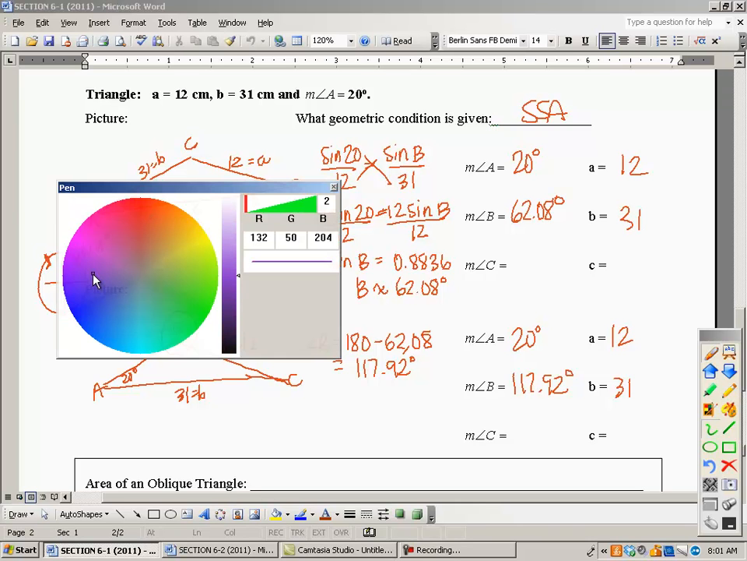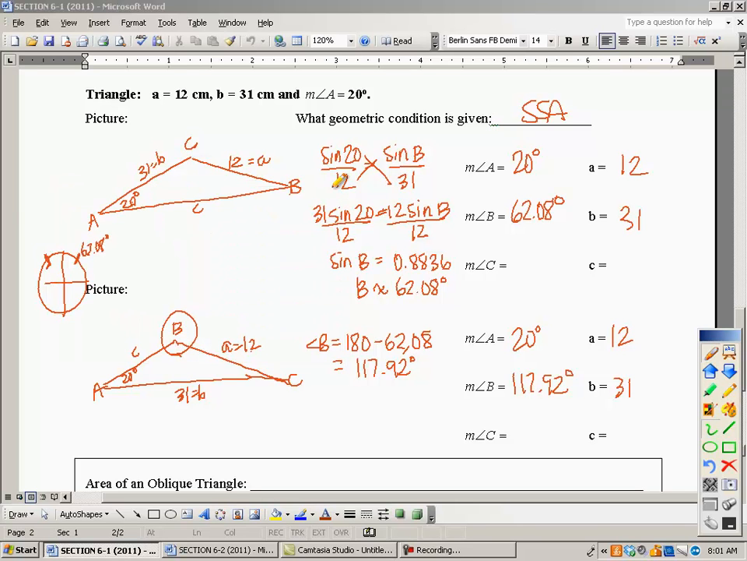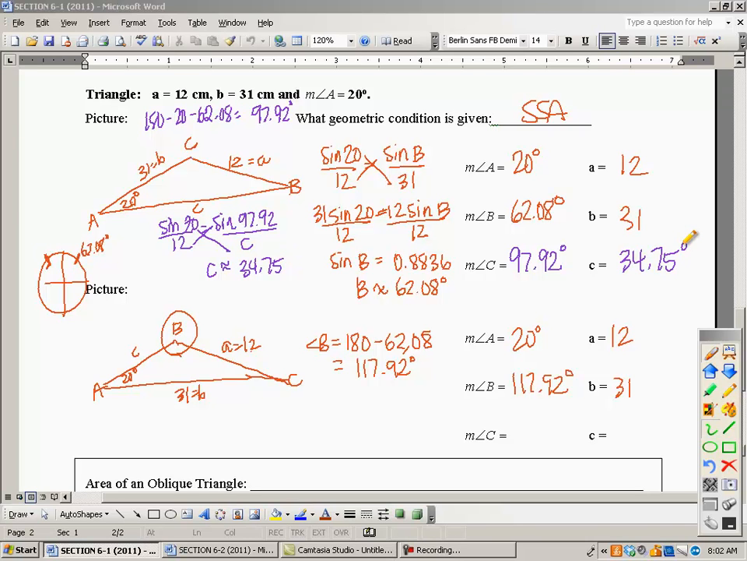Now I'm going to switch colors so I don't confuse you with the rest of the stuff, but let's try and finish up the rest of the triangle. If I'm trying to find angle C over here, I take 180 minus 20 minus 62.08, and I end up getting 97.92. How do I find side C then? I take the sine of 20 over 12 equals the sine of 97.92 over side C, and I cross multiply. I'm going to shorthand this a little bit. What I end up getting is 34.75, which makes sense because it should be the biggest side.